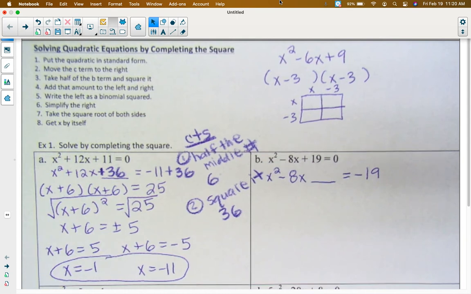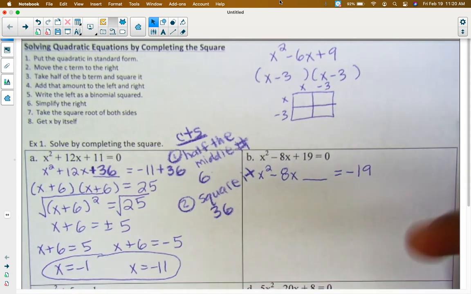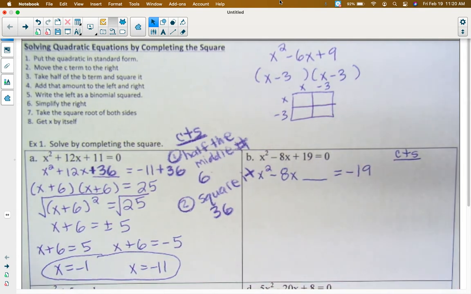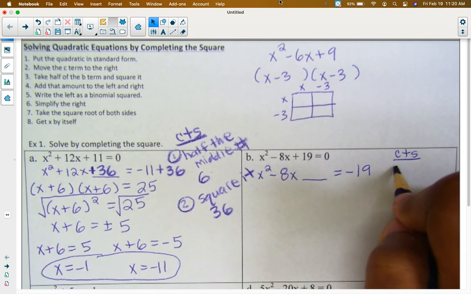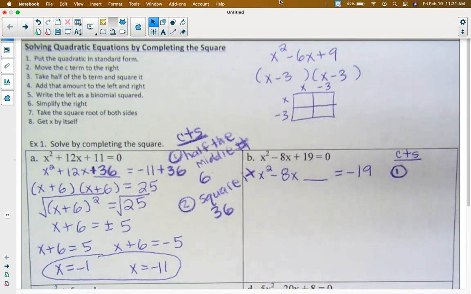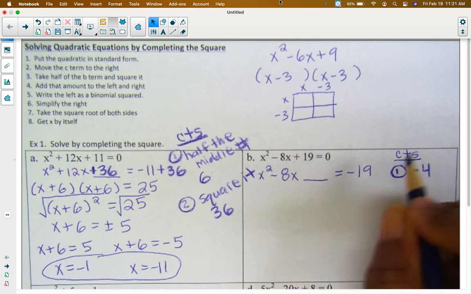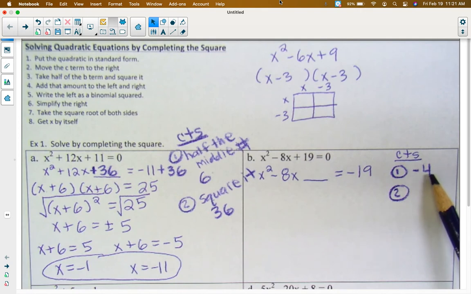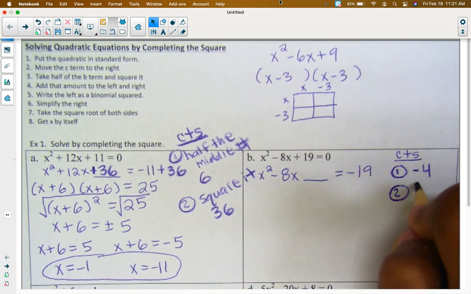Now, off to the side, we are going to complete the square. So off to the side, I'm going to write my two steps out. Step 1, take half of the middle number. My middle number is negative 8. Half of negative 8 is negative 4. Okay. 2, square that number. Negative 4 squared means negative 4 times negative 4, that's 16.